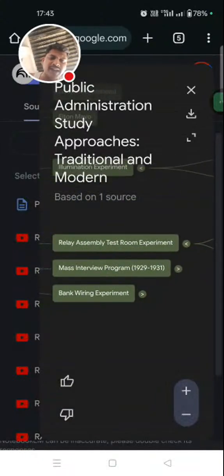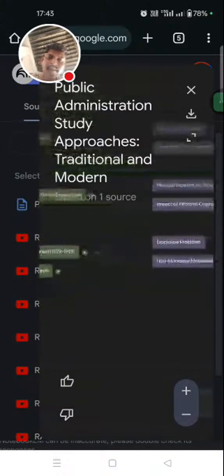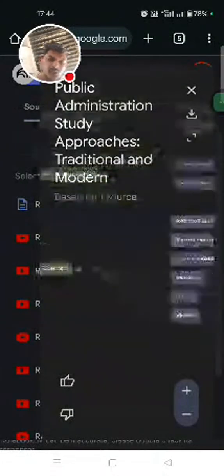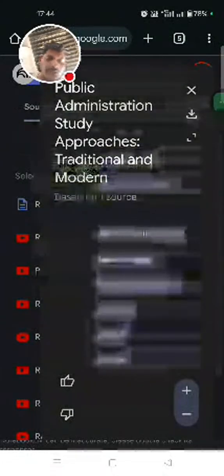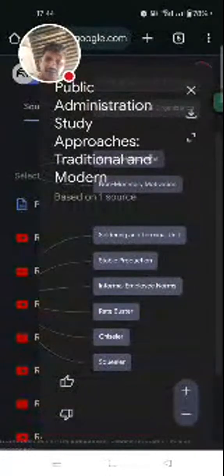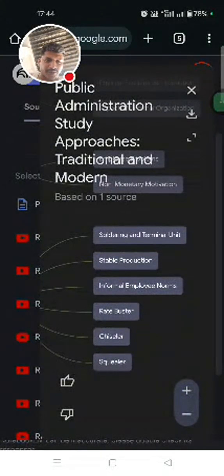Then comes the mass interview program, 1929 to 1931. Employee problems were studied and non-material motivation is provided. Then comes the bank wiring experiment. In the bank wiring experiment, soldering and Taylor-type units were experimented with. Stable production is seen, and informal employee norms are seen. Rate busters, chiselers, and squealers are seen in this experiment.